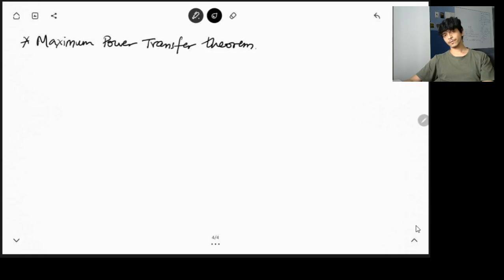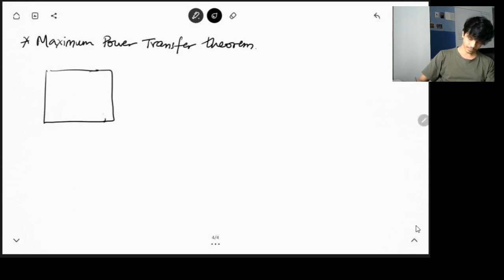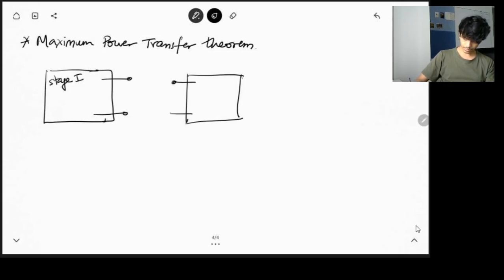Now, when you're building more and more complicated circuits, often the circuit is built in different stages. So for example, you might have one complicated network over here, which is stage 1 of your circuit. And from stage 1, you get some output. And then this output of stage 1 goes as the input to the next stage. So call it stage 2. Then you're going to connect these two. So output of one stage goes and becomes the input of the next stage, and so on and so forth.